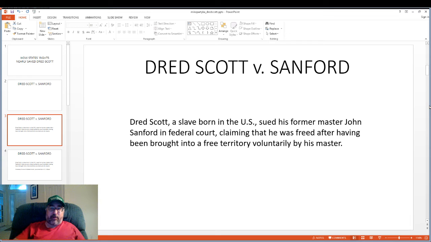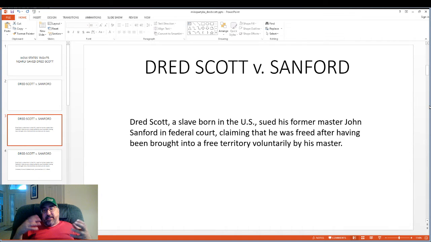Now, what is the background of the case? Well, Dred Scott was a slave born in the U.S., and he sued his former master, John Sanford, in federal court, claiming that he was freed after having been brought into a free territory voluntarily by his master.